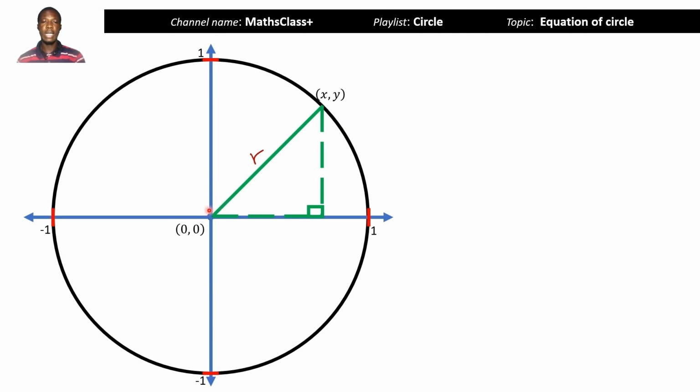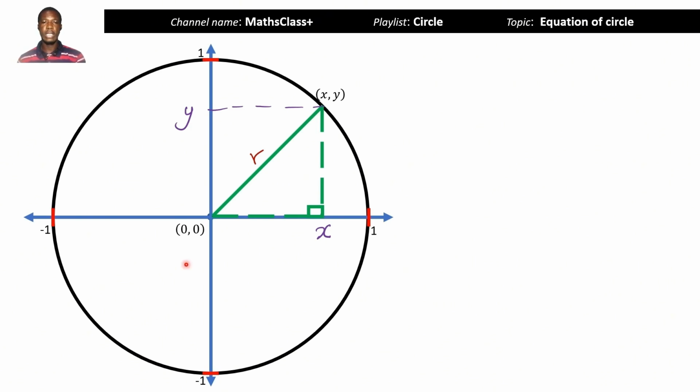Now, if I want the distance from the center to the point where the green lines meet, because we have the point (x, y) here, what it means is that we can trace this length to the y value here, and then down here we have the x value here.